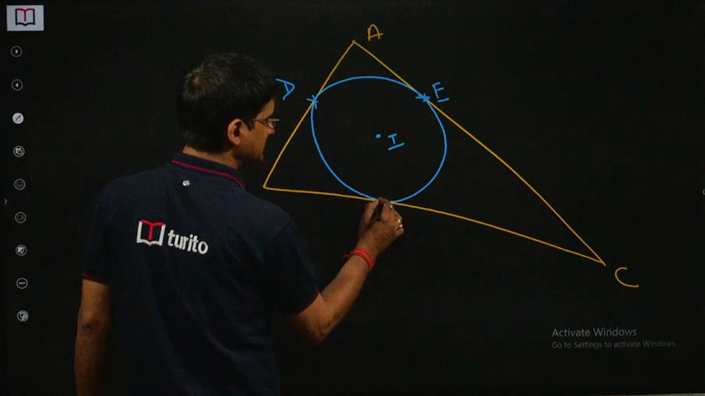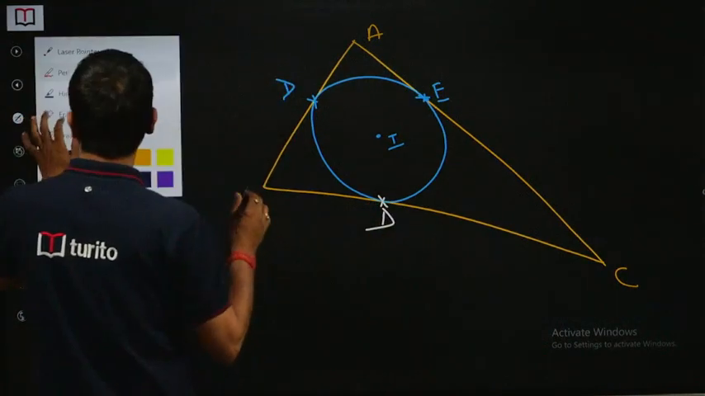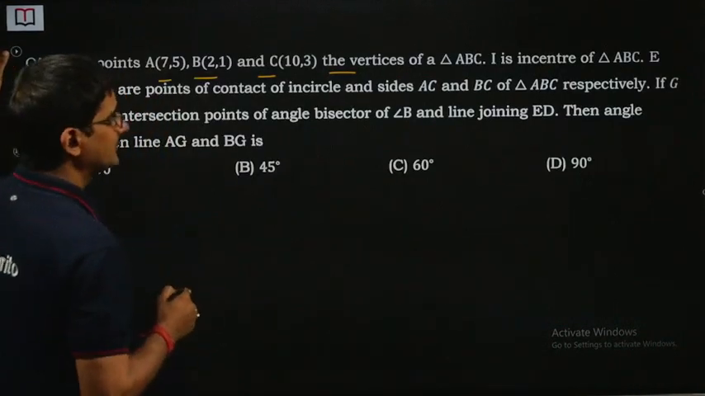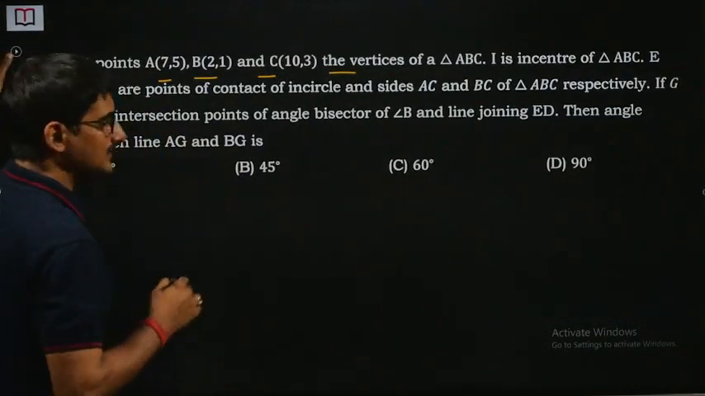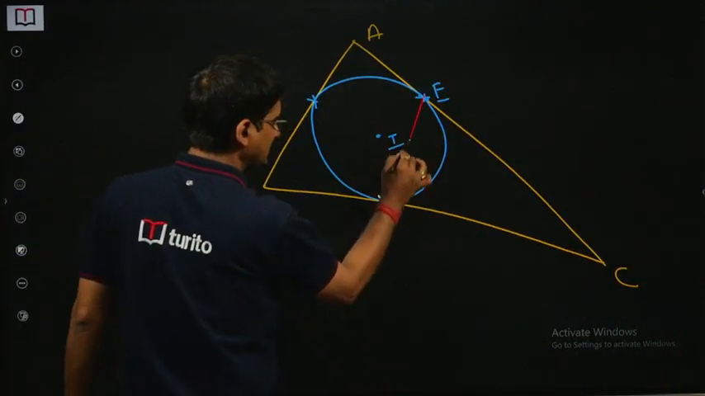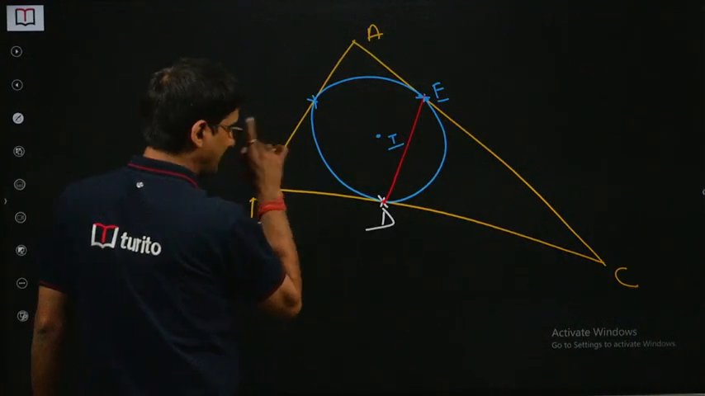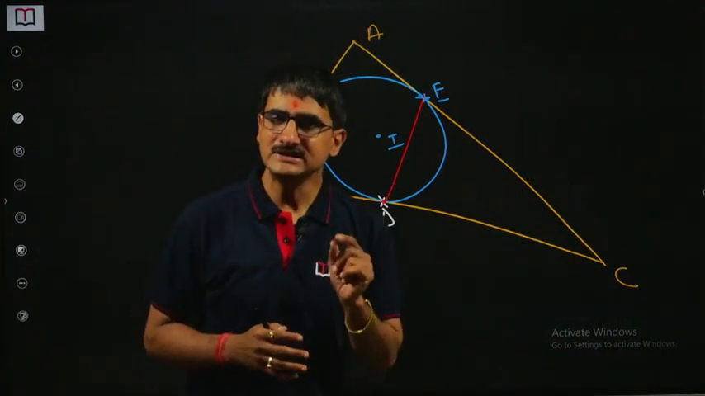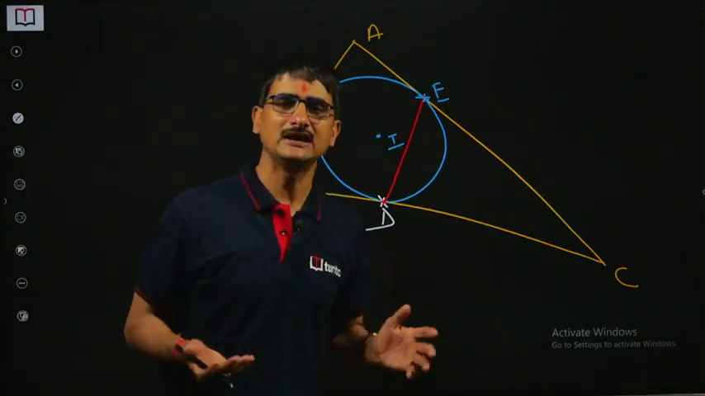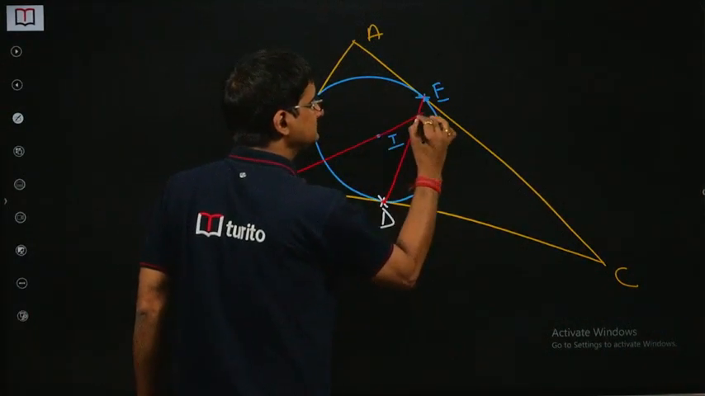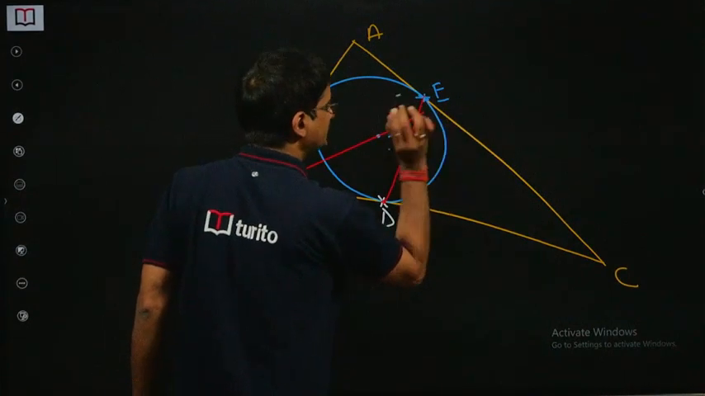AC and BC. So that's D. Okay, that's D here, right? Next is if G is the intersection point of the angle bisector of angle B and the line joining ED. What is I? The incenter. The incenter is the point of concurrency of all the angle bisectors. So of course, the angle bisector of B will pass through I. Let's say this is G here.